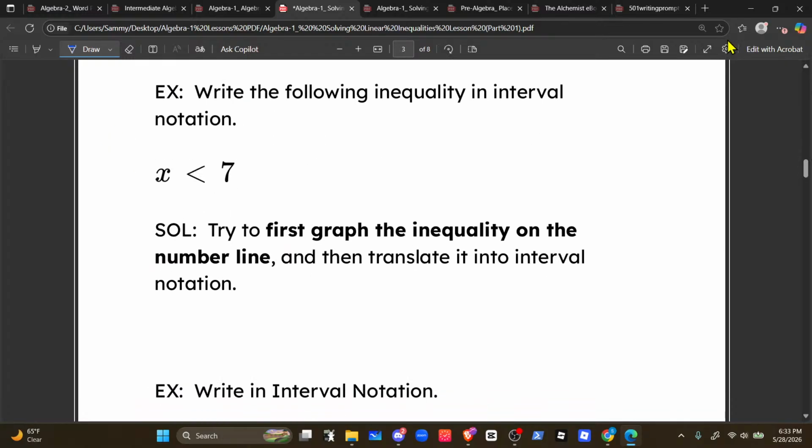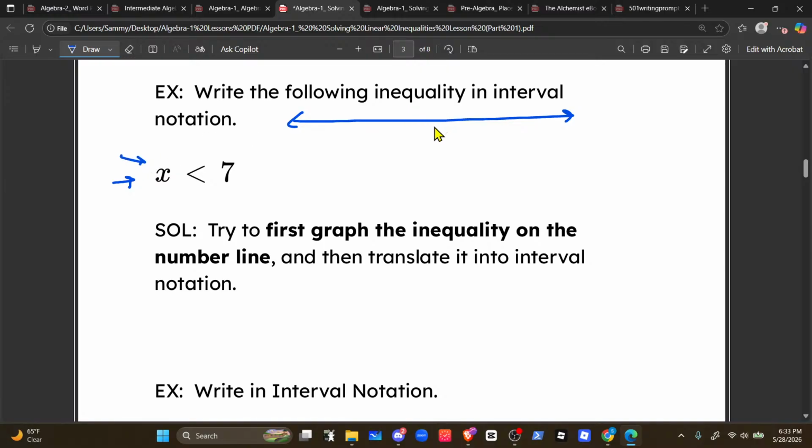All right, so let's try the following in interval notation. So x less than 7. What this statement is saying is x can represent all numbers, not just a single number, but all numbers that are less than 7. That means we can plug in a 6, we can plug in a 0, we can plug in -7, -10. It represents an infinite amount of numbers. Okay, this is an inequality statement.